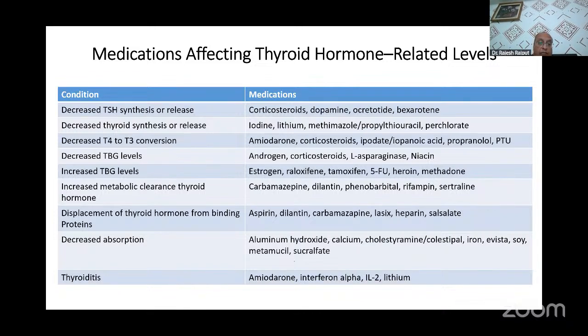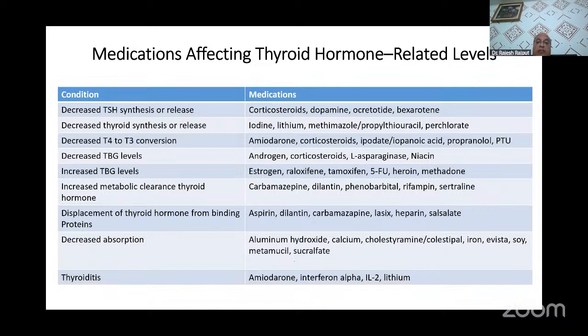There are drugs which can decrease the conversion of T4 to T3. So therefore, T4 and T3 are also not matching with each other in a given TFT. We will come to that case. Commonly used drugs are amiodarone in cardiology practice, corticosteroid, propranolol. There are drugs which can decrease the TBG level. Remember, 80% is bound to thyroid binding globulin. So if TBG levels are decreased, total T3, T4 will be reduced. Various drugs include androgens, corticosteroid, niacin. There are drugs which can increase TBG levels like estrogen, heroin, tamoxifen, and so on.